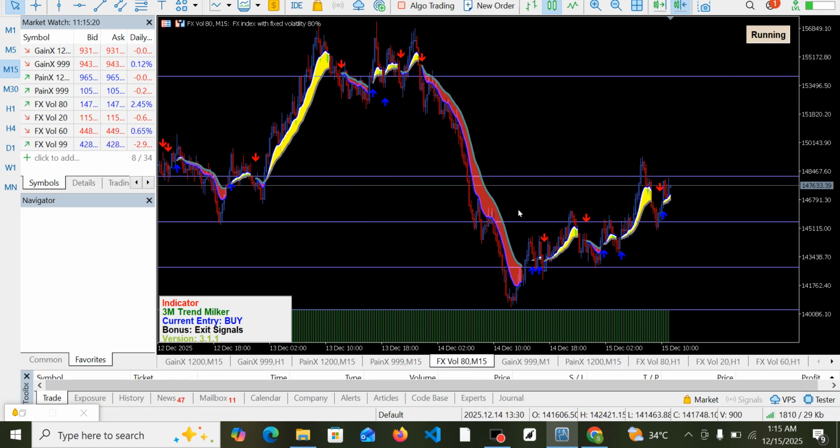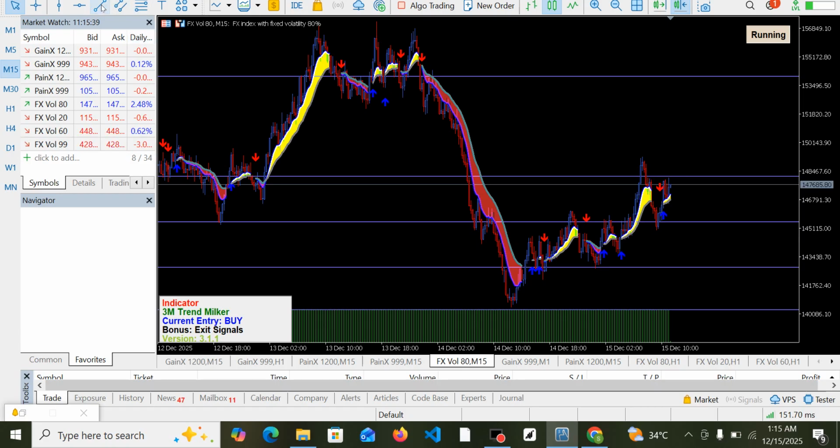This is FX volume 80, and of course it was on a downtrend before, right from this resistance zone, gave us a downtrend signal, and of course it sold till it got to this region. It has not been able to break out from here, so it switched from a downtrend into an uptrend and gave us the buy signal, and this is still buying at the moment.